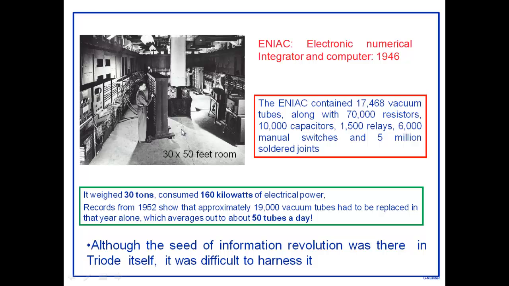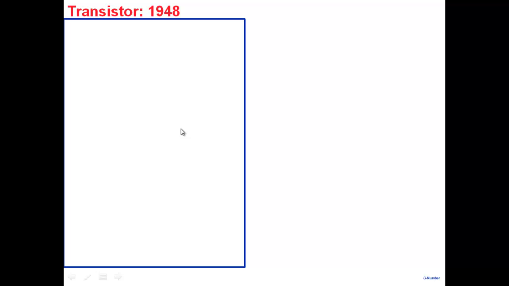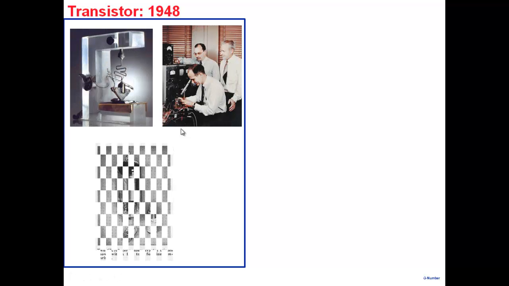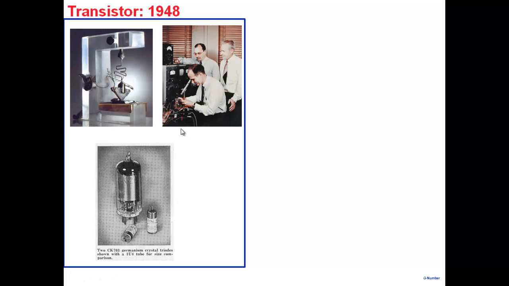And so the next step in the evolution of electronics, as all of you know, was the transistor, 1948. This is an early picture of how transistors were sold. One would put a transistor next to a vacuum tube and say, look how small it is, right? So the transistor was pretty small, miniature as compared to a vacuum tube.